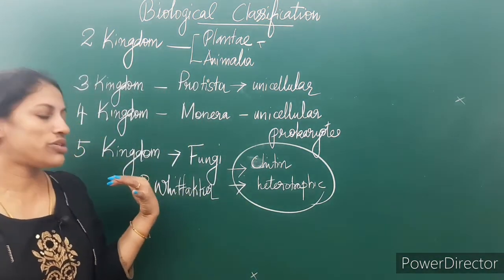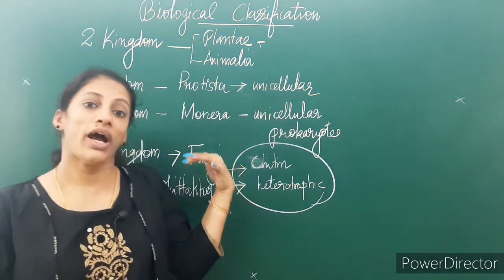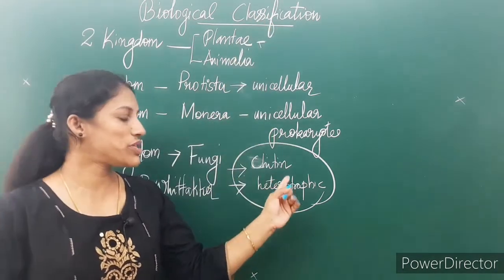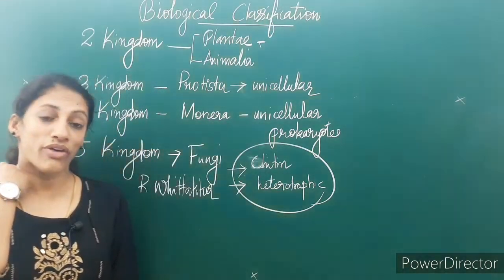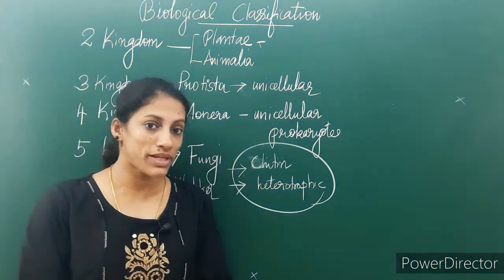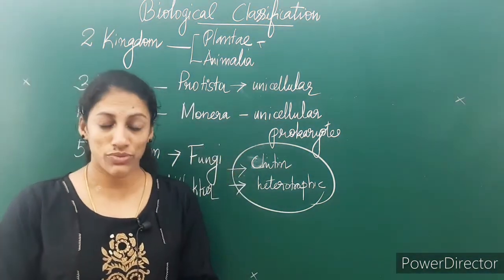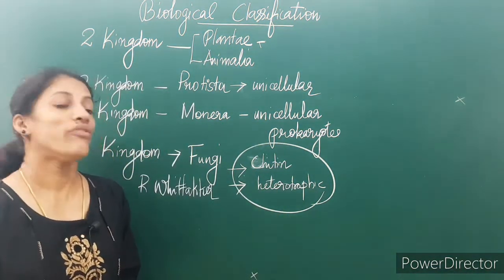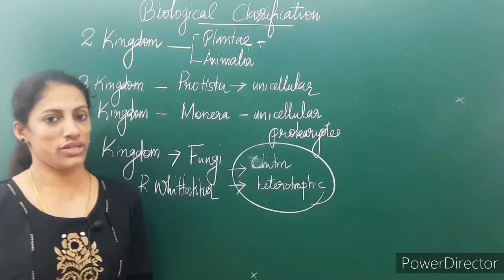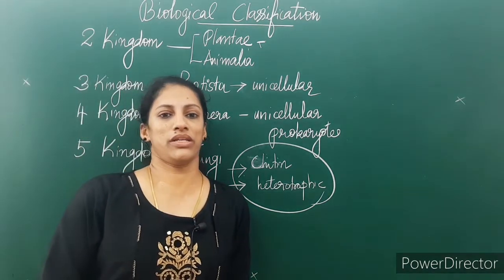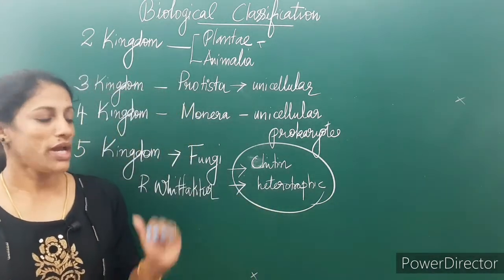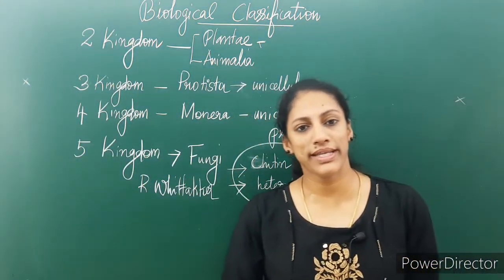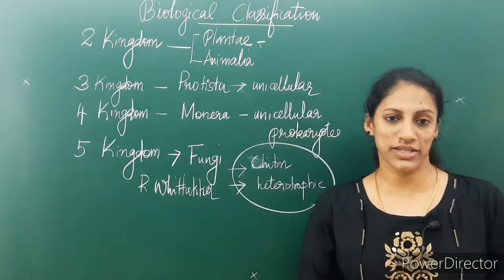So Robert Whittaker introduced the fifth kingdom, fungi, and separated it from Plantae for two major reasons. Fungal cell wall was not similar to plants; it was chitinous, made up of chitin. And fungal nutrition was heterotrophic. Because of these two reasons, he placed fungi separately into the next kingdom.